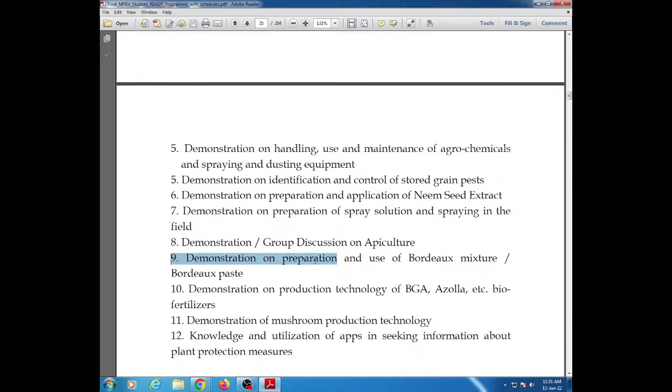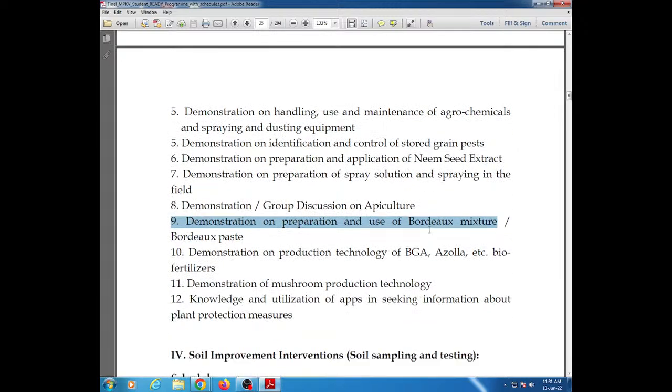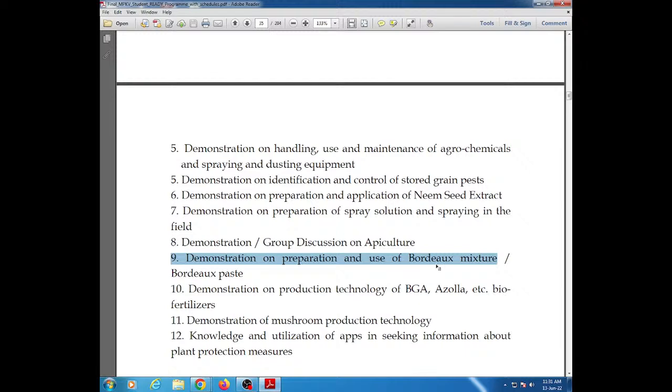Then demonstration on preparation and use of Vertex mixture. This is a part of your plant protection intervention second, that is plant pathology. Vertex mixture or Vertex paste you have to take up. You should prepare the concepts first, and then the preparation of this mixture and the paste should be done. So you can address the basic cause, or you can address the management to the farmers properly.